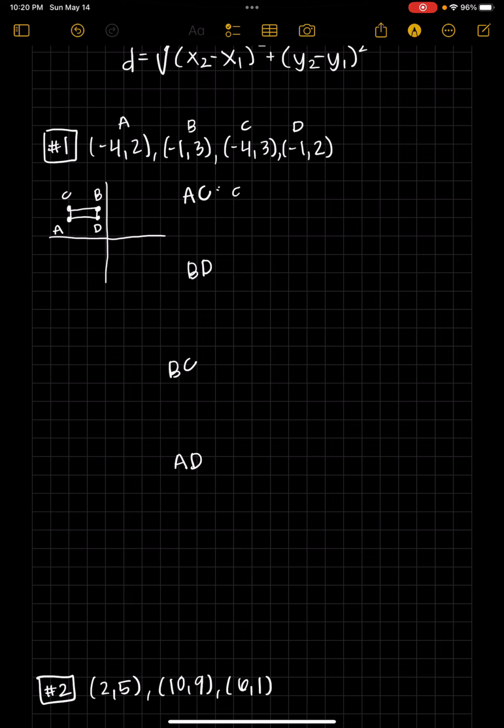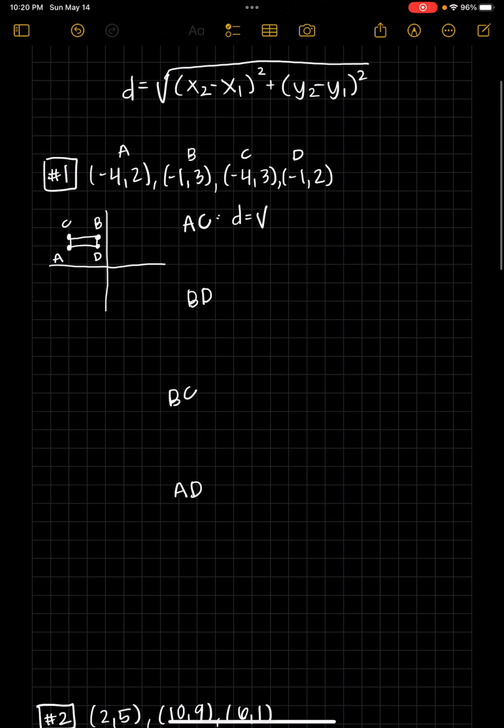We're going to do the distance formula, which we talked a lot about in the last video, but the distance formula is right up above on top of my screen. So when we plug AC in, I'm going to use C as the second point. So I'm going to have -4 for my x2 minus -4 for my x1 squared plus y2, so 3 minus 2 squared. When I plug that into a calculator, I should end up with 1.